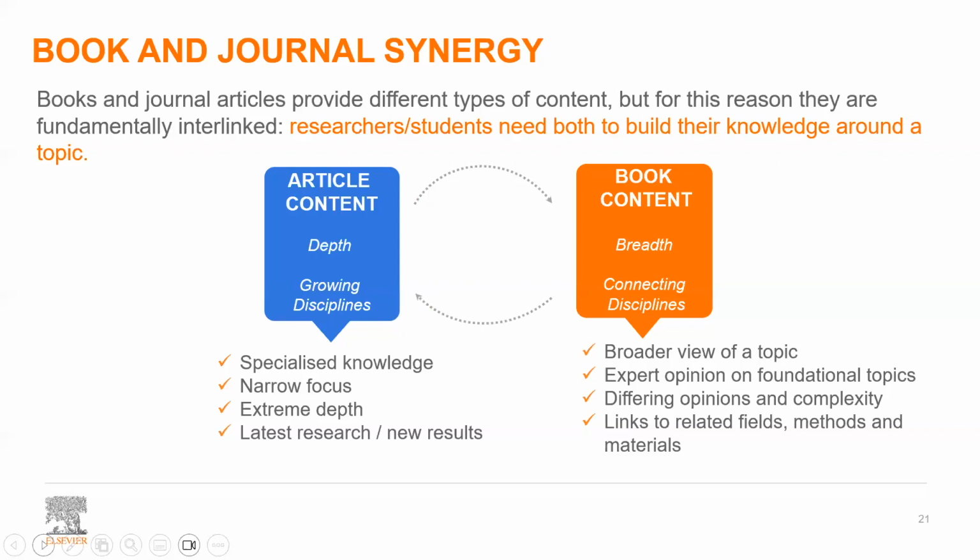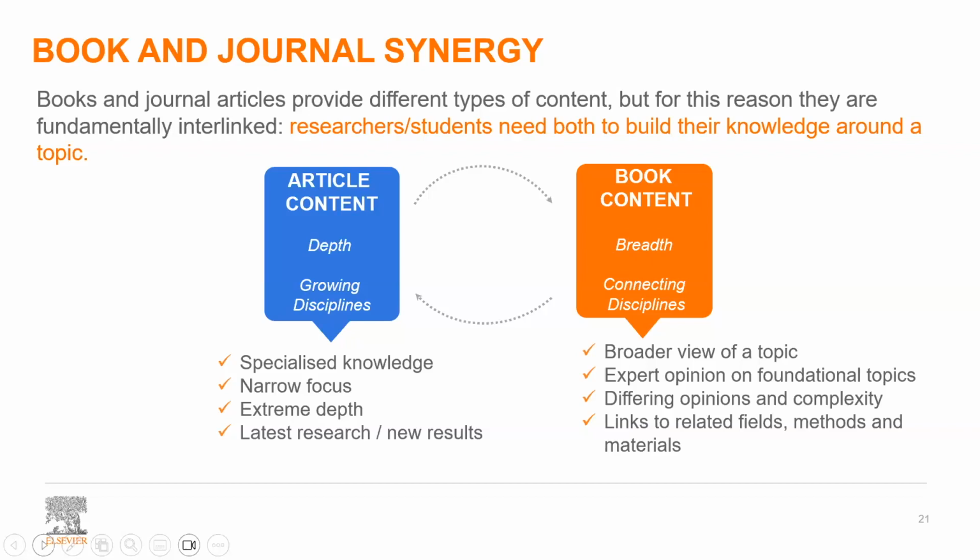Books and journals each provide their own unique type of content. However, they are fundamentally interlinked and work together to provide researchers, students, and clinicians the knowledge they need. Looking at this slide, journal article content provides depth in growing disciplines. In providing specialized knowledge in a distinct area, it has a very narrow focus. It goes into extreme depth of coverage of a topic, and it will focus on the very latest research and new results. All of this is really important to researchers and students.